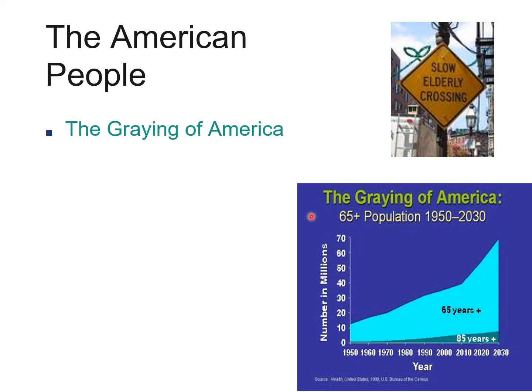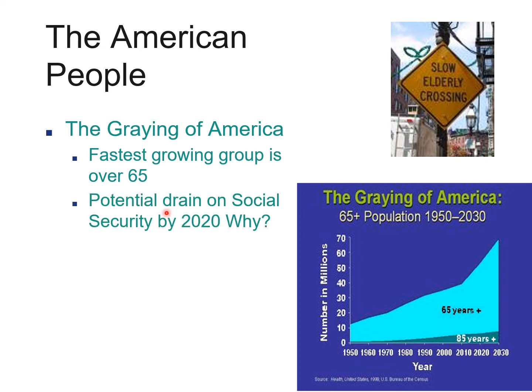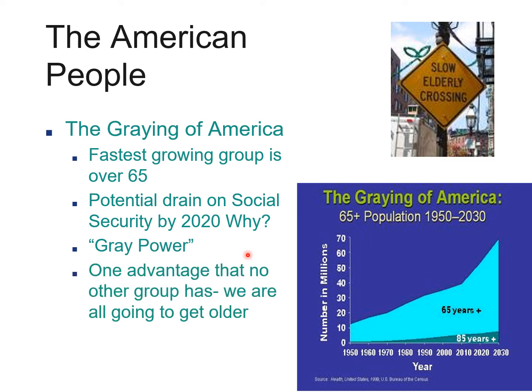And we can see the graying of America. The fastest growing group is people over the age of 65. And one interesting question is the potential drain on Social Security by 2020, and why? And this idea of gray power is one advantage that no other group has, that we are all getting older.